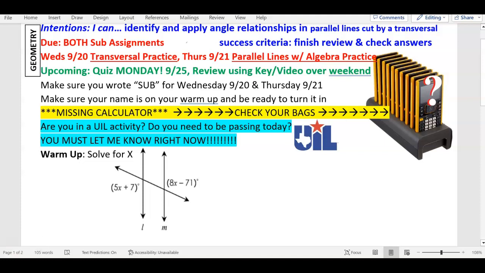So again, you put sub yesterday and the day before. You're going to do those 2 assignments if you haven't already, and you're going to turn them in. Make sure you don't take a calculator without checking it out with me. And then if you need to be passing today, we're going to talk in a minute.